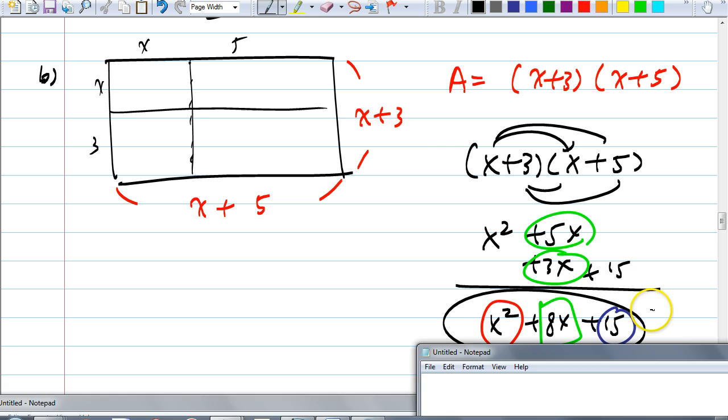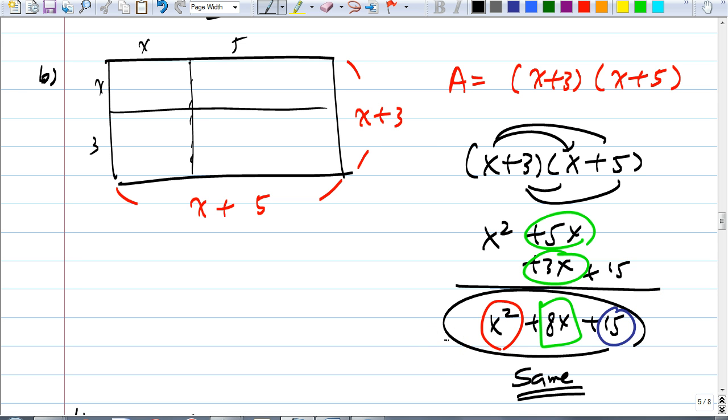Is this what we had before? Yeah, it's exactly the same. The same thing. Right? So even if you separate them into the areas of 4 pieces, or just get the whole thing together, the area is the same, right? No matter how you do it. Does that make sense? Any question? Easy? Okay, good.